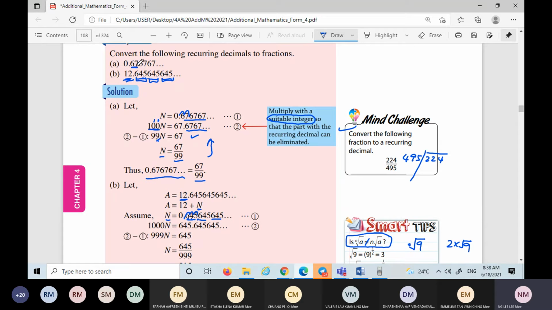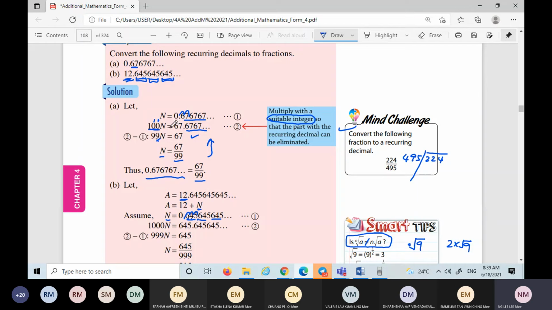If this is 67 repeating, we have to try to make the whole 67 set become an integer. So how do we make it? We will times 100. You let the question be n for the first equation. Then you times 100 to both sides. Therefore the left hand side will become 100n, the right hand side will become 67.676767. This is your second equation.